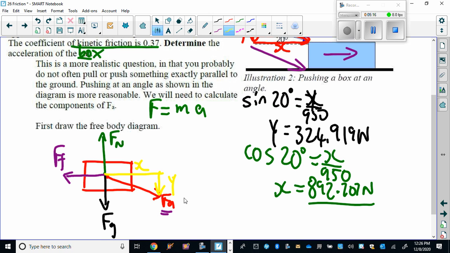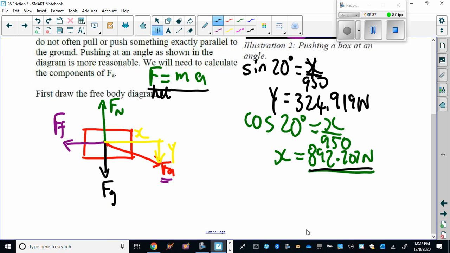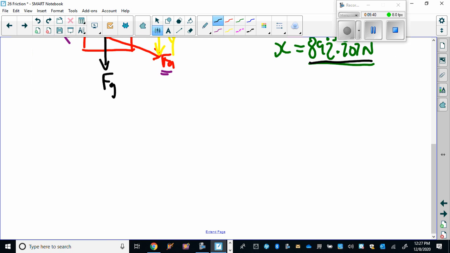All right, so where do I need to go from here? Well, this is what I'm working towards. I'm working towards F equals ma. Now, this is the net force, and this value here is not the net force, that is the horizontal component of the applied force. So to find the net force, I'm going to have to write a net force statement for the horizontal component. So the net force statement for the horizontal component equals what?